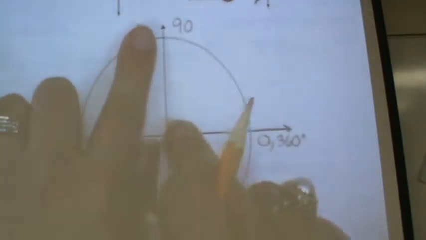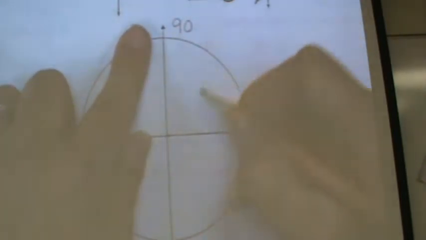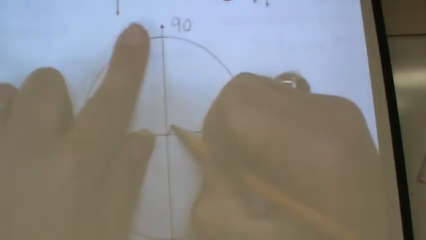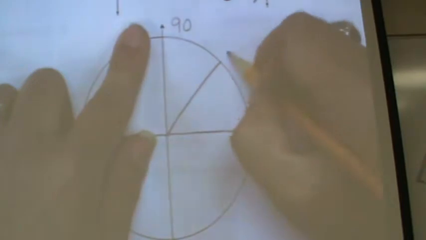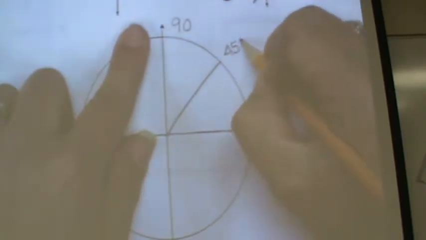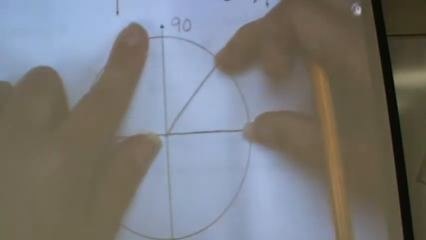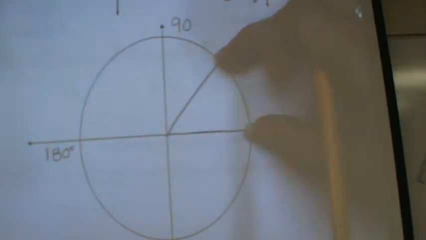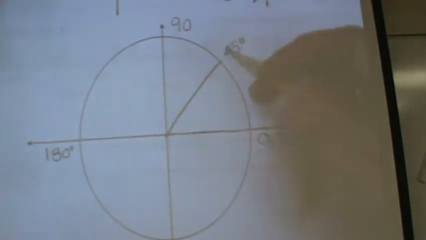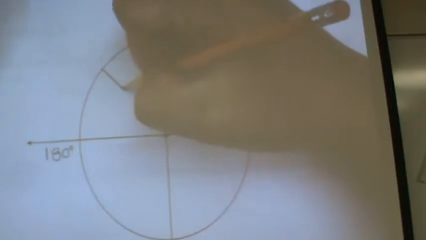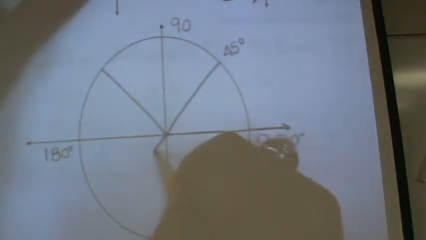Now, what if we took this 90, this little piece right here, and cut it in half? This is a 45-degree angle. So each of these pieces is 45, right? So let's go around the circle and talk about what each of these angles is. Do you know what they are?